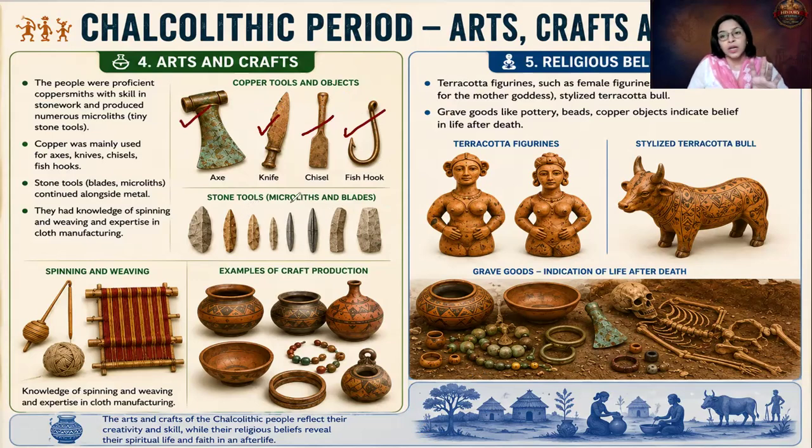Not only this, they were proficient in the skills of spinning and weaving. From Chalcolithic sites, archaeologists have discovered spindles and needles, which are required for spinning and weaving. So cloth manufacturing was a very important aspect of the Chalcolithic period. Not only this, one of the characteristic features of the Chalcolithic period is craft production. Especially, their pottery is very well known, and every culture has its distinct pottery.